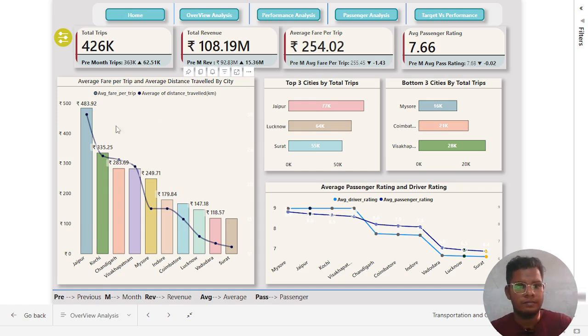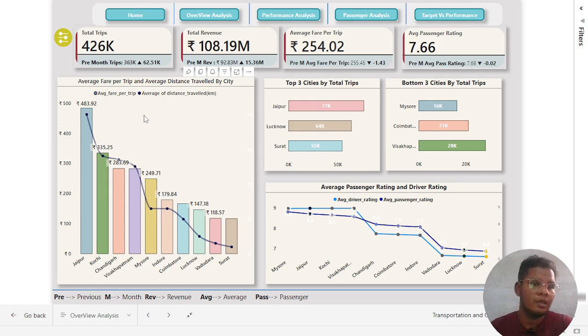In this visual, we explore 10 cities: Jaipur, Kochi, Chhattisgarh, Visakhapatnam, Mysore, Indore, Coimbatore, Lucknow, Vadodara, and Surat. The average fare per trip and the average distance are both very high in Jaipur, followed by Kochi, then Chhattisgarh. We will discuss why the average fare and distance are so high in Jaipur in the future dashboards.